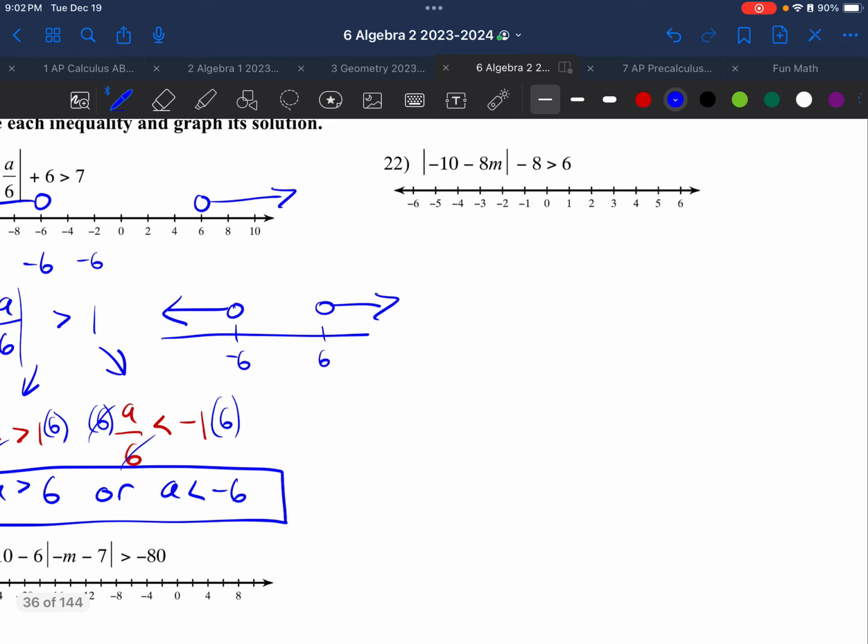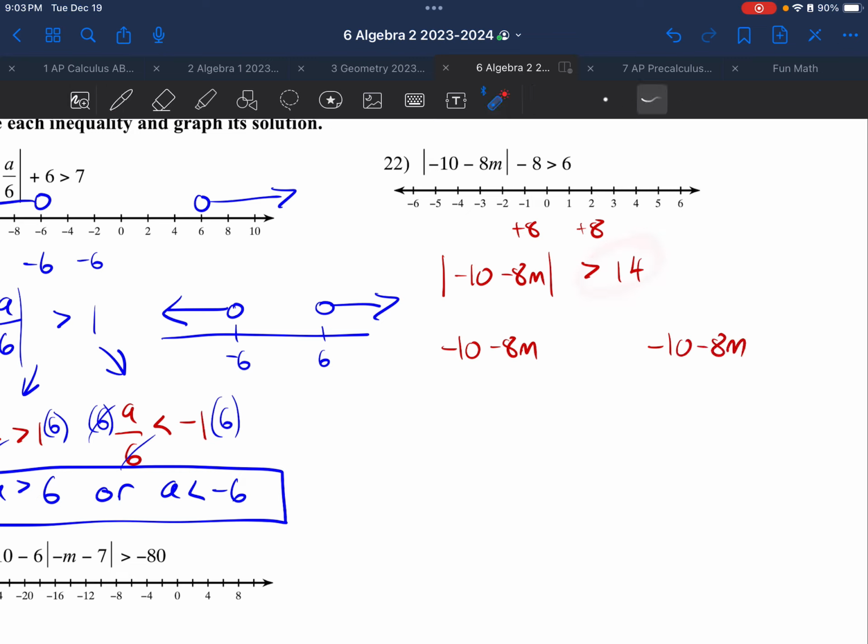All right, in number 22, again, absolute value we want to isolate, so get rid of this 8, add the 8, and we have absolute value of negative 10 minus 8m, and absolute value is greater than 14. From there, we're going to drop the absolute value. We're going to get negative 10 minus 8m and negative 10 minus 8m. The only thing that's going to change, we're going to strictly have greater than 14 first. And the other one, we multiply everything on the outside by negative 1 and essentially flip this to a less than from a greater than, and now a negative 14.